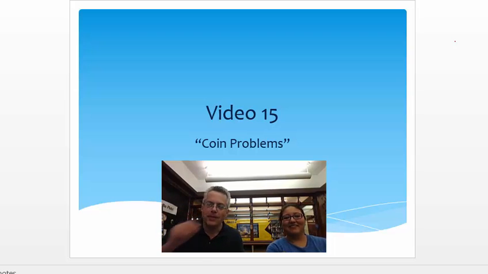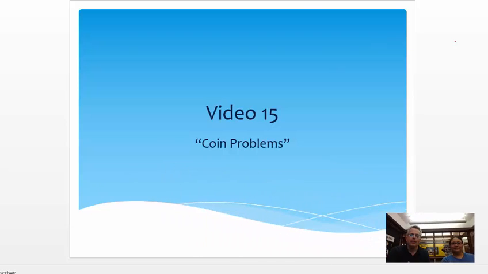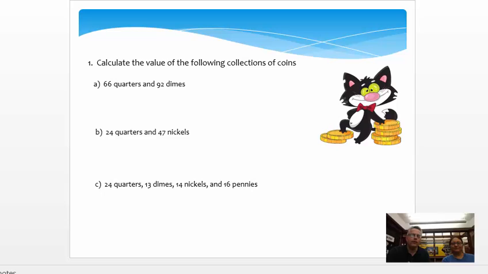Today we're going to talk about a special kind of word problem. We're going to talk about problems involving coins. So we're going to go through and review a little bit how to make some calculations. For instance, this first one: if you have 66 quarters and 92 dimes, what would the value be? And we're going to work our way up to a really challenging problem at the very end. So here we go.